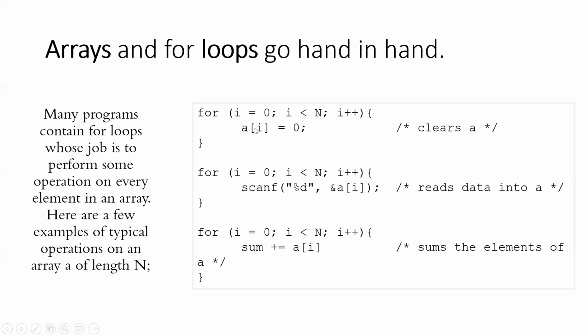What about this one? It reads data into A. We loop through the array A until we reach the maximum length, and for each element we read, or store, data into the array. The last part sums the elements of A, getting the cumulative total and saving each of the values of the array into sum.